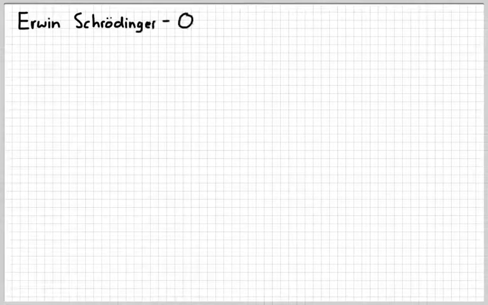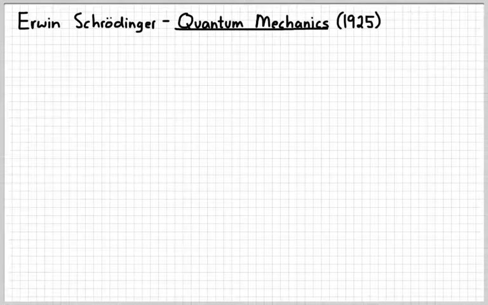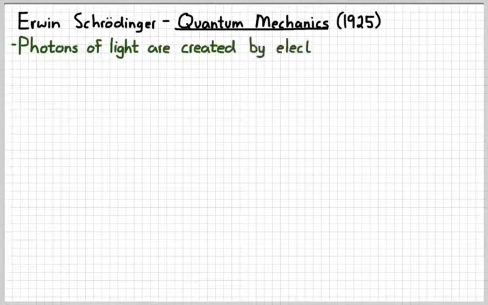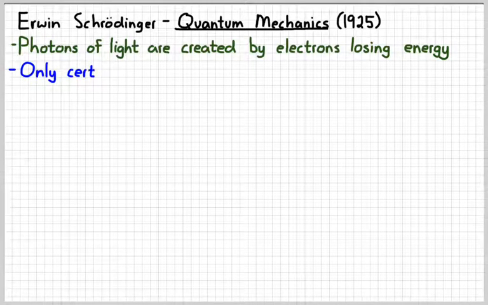And the fellow who was able to do that for us was an Austrian by the name of Erwin Schrödinger, who is basically the father of what we today call quantum mechanics. And this was something that was first proposed in the year 1925 or so. Mr. Schrödinger, like in the photoelectric effect, said that electrons and photons of light will interact with each other. So specifically, when light is emitted by something, it's because an electron is losing energy. So electrons lose energy, the photons gain those energies.